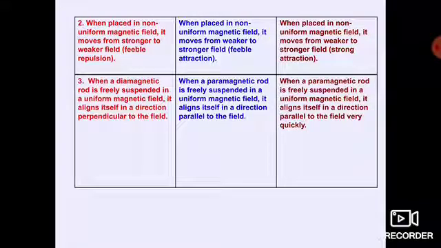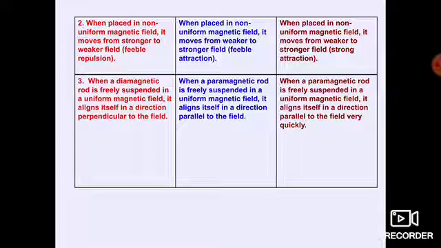Now another point: when placed in a non-uniform magnetic field, a diamagnetic substance moves from stronger to weaker field, feeble repulsion. When a paramagnetic substance is placed in a non-uniform magnetic field, it moves from weaker to stronger field, feeble attraction. When a ferromagnetic substance is placed in a non-uniform magnetic field, it moves from weaker to stronger field, strong attraction.